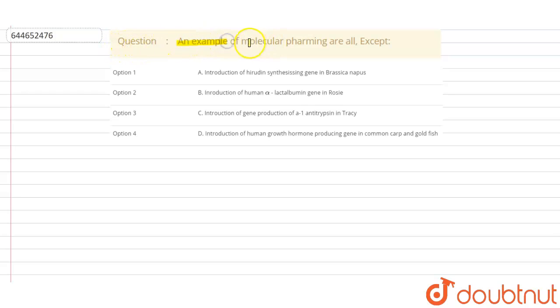Hello students, so let's read the question. An example of molecular farming are all except. Basically we have to tell which of the following is a correct example of molecular farming, and then select the exception to it.